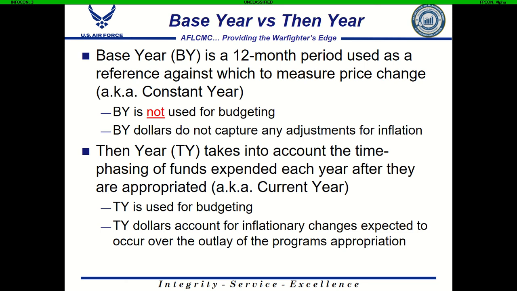We use this then-year dollar for budgeting. This is how we create those budget requests that ultimately end up with the funding for these programs. Again, these are done at the appropriation level. Because of that outlay profile, because it takes years to spend this money, each appropriation spends money differently, at a different rate. Given that, we create a then-year dollar for each appropriation. We'll get into a little more detail on that in the next slide.